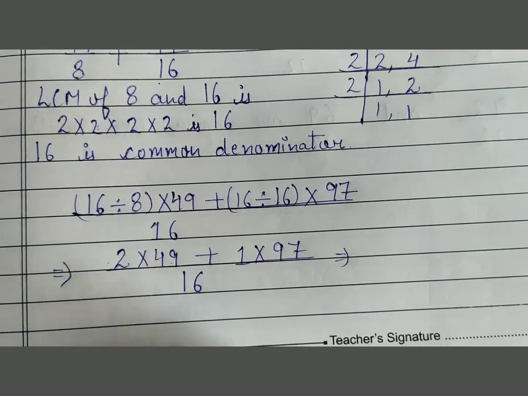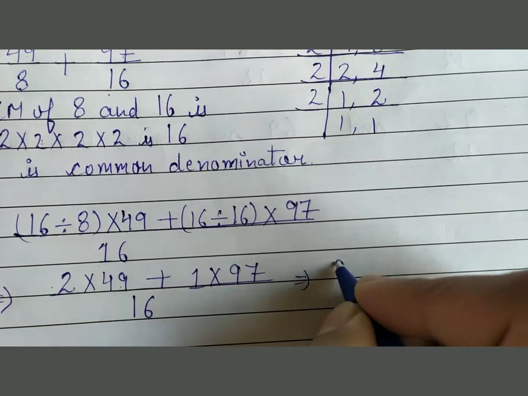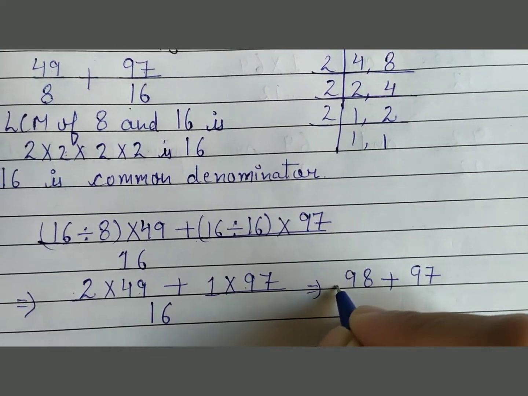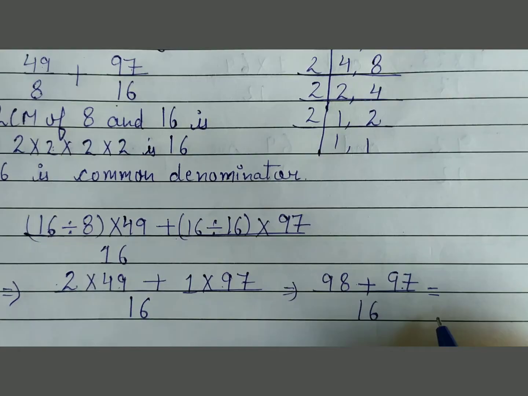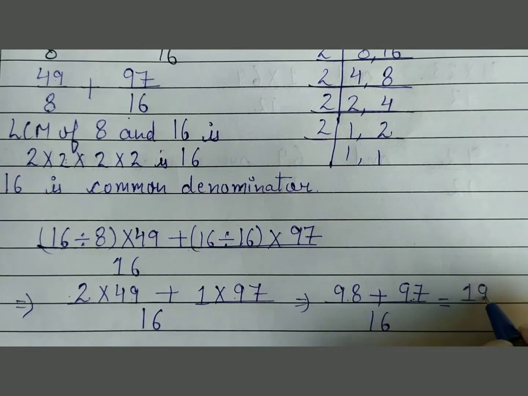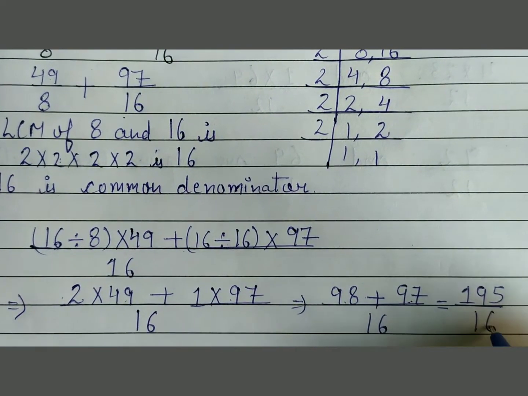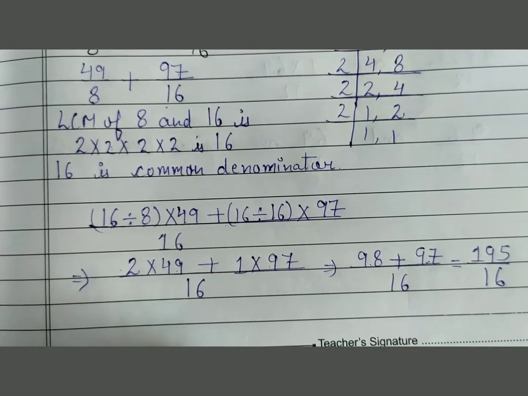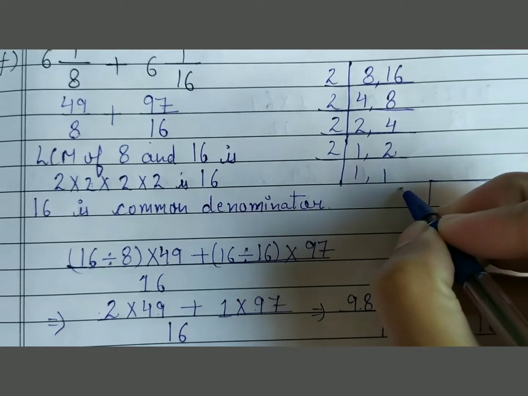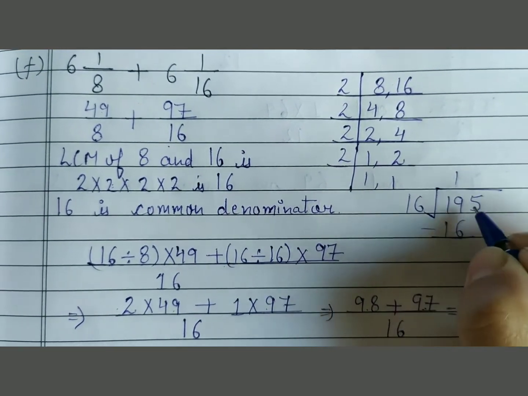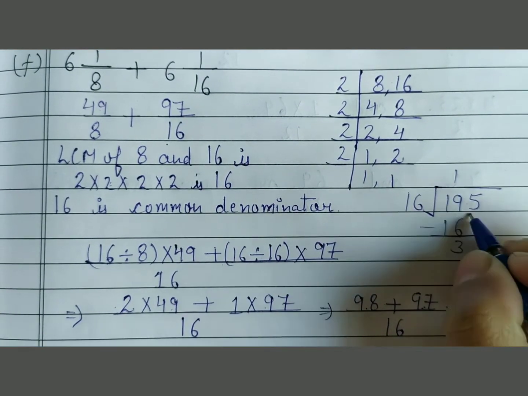2 multiply 49 equal to 98. Add 1 multiply 97, 97 upon 16. 98 plus 97 equal to 195 upon 16. 195 divided by 16. 16 ones are 16. 9 minus 6 equal to 3. Write down 5.